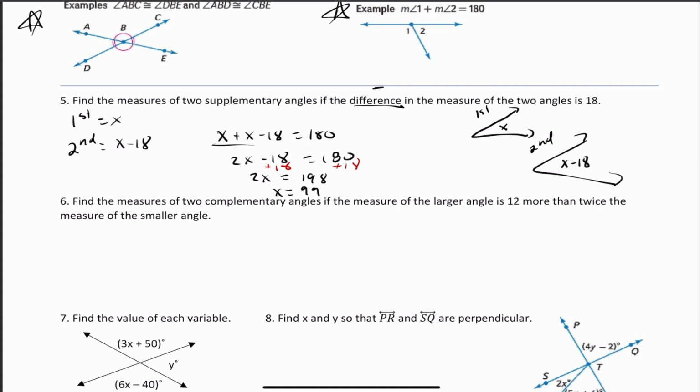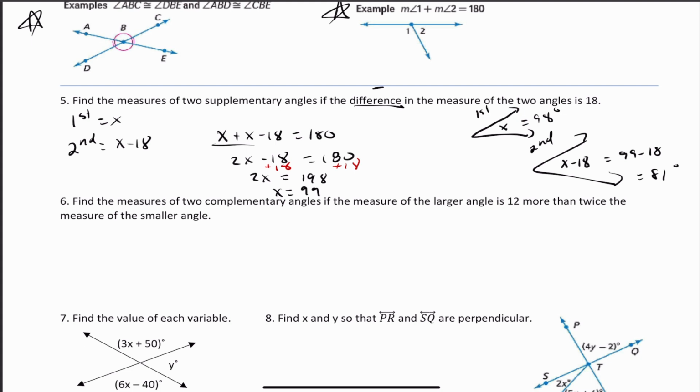So here my first angle is 98 degrees. And if I want to figure out the second angle, remember, all I did here was replace the x with 98, and I've got to do the same thing for that second angle. So this is going to be 99 minus 18, so that is 81 degrees. Okay, so those are my answers. So we found the measures of the two supplementary angles, one being 98 and one being 81, and you can check to see if it works.